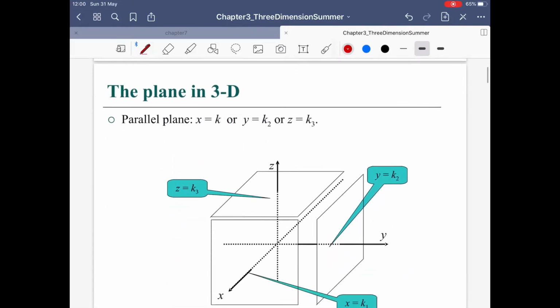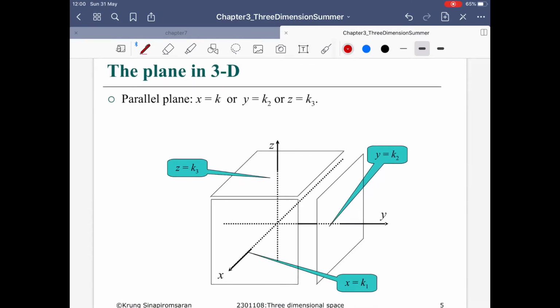And then the planes that are parallel. Okay, so remember the plane, for example, the one on the floor, the xy plane, which is called z equals 0. So if you elevate this plane up, okay, and here is your k3, this level, the plane just elevates parallel to the floor. So this one is the so-called plane z equals k3, okay.